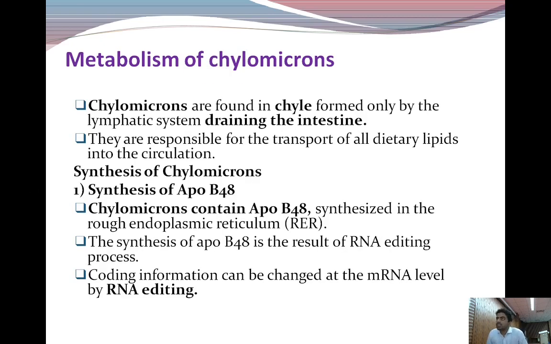Now metabolism of chylomicron. We have to see the metabolism of chylomicron, LDL and HDL. Today we will see chylomicron only, and the other two we will see in the next class. So these chylomicrons are found in chyle, formed only from the lymphatic system draining the intestine. Because chylomicron is forming in the intestine, it will come out with the help of chyle into the lymphatic system, and then into the main circulation, and they are responsible for the transport of all dietary lipids, mainly TAG, triacylglycerol, into the circulation.